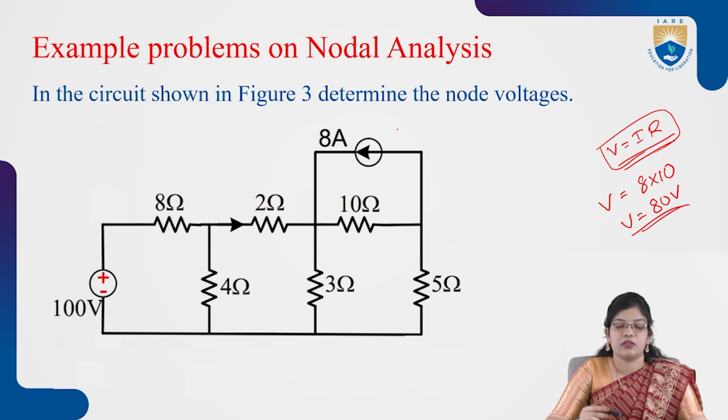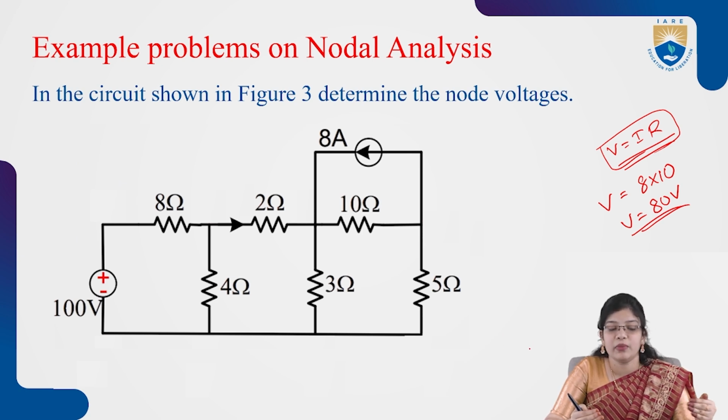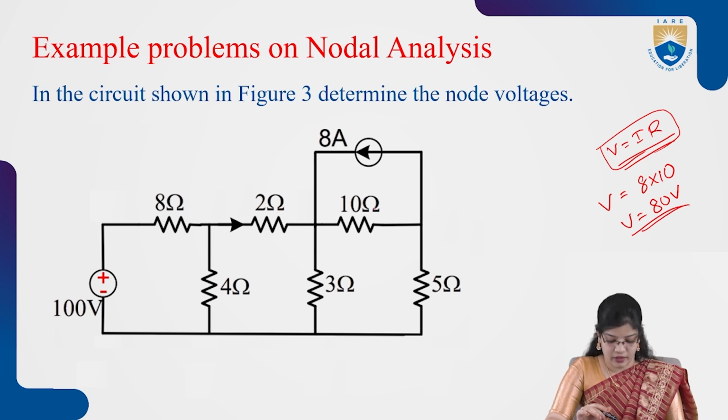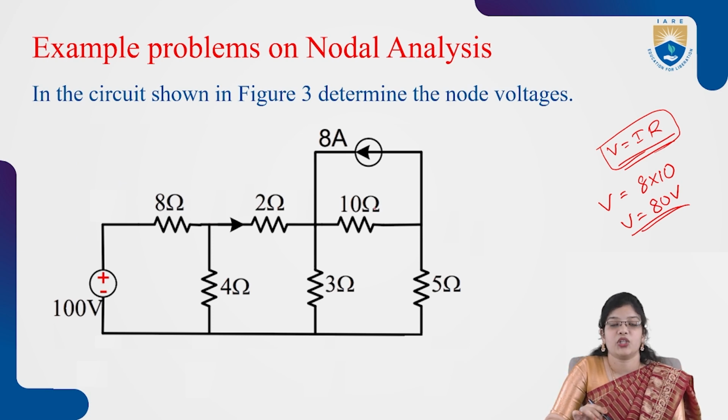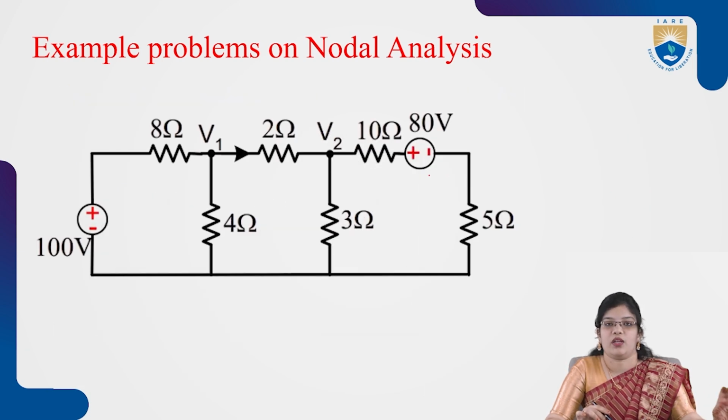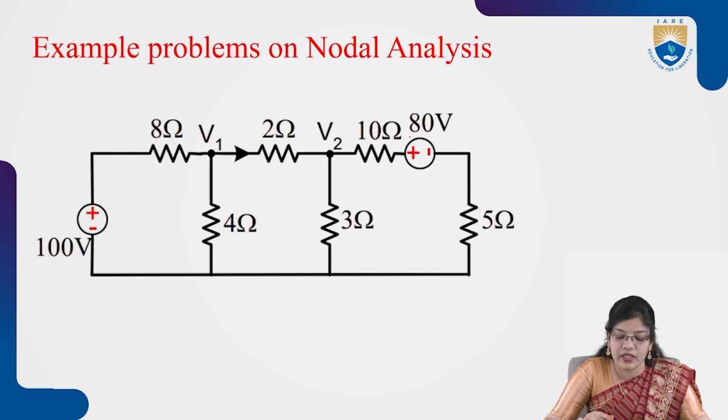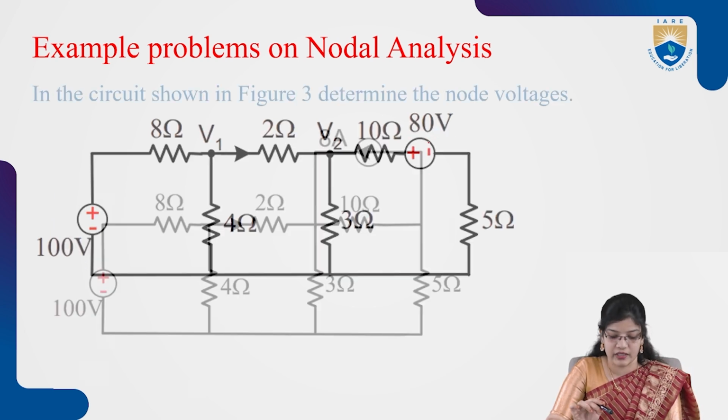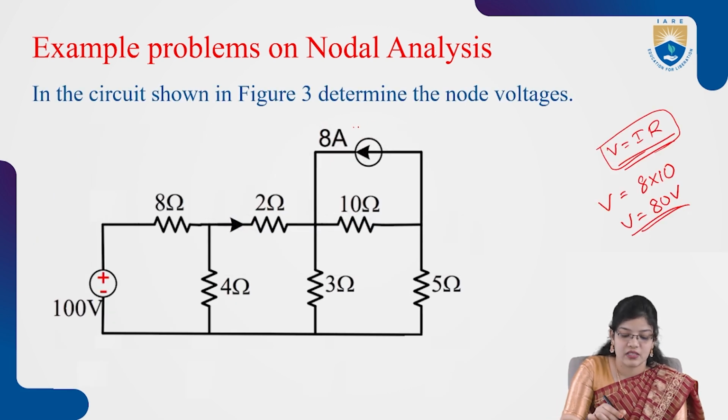After conversion of this circuit, we have to redraw the circuit again, so it will be easy to calculate the node voltages. After conversion, the circuit can be redrawn in this way. So we have got the voltage as 80 volts. As the direction of the current is moving in these.